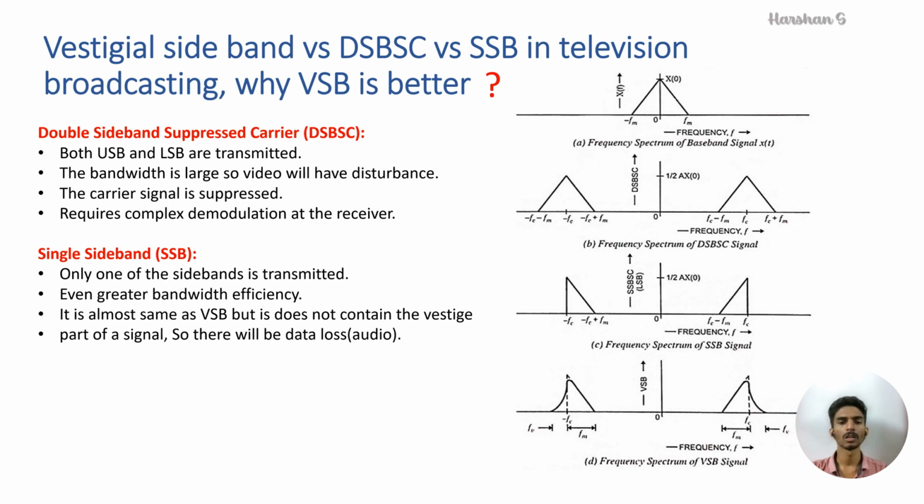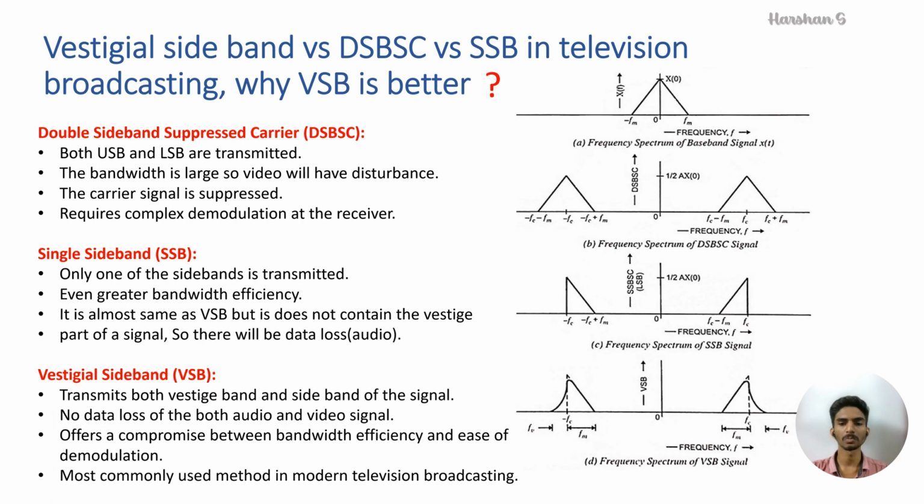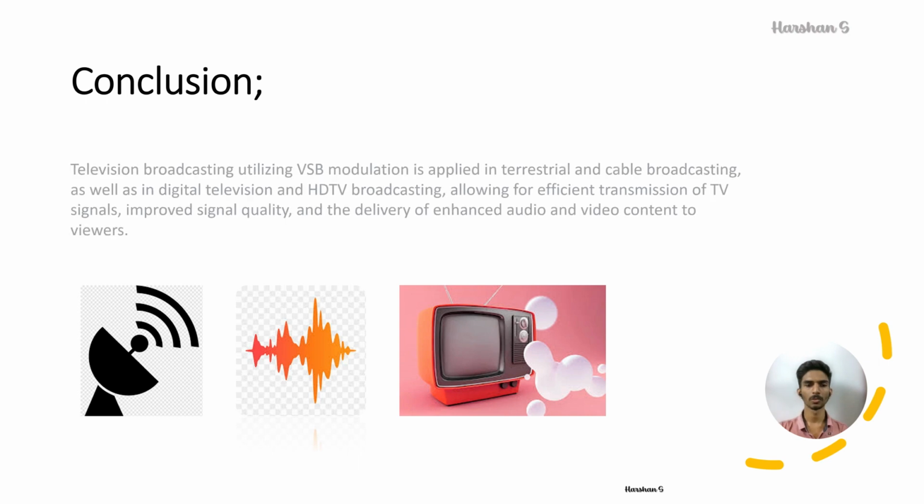And we are going to VSB finally. It transmits both the vestige part of the sideband and the original sideband. And no data loss will be there, in both audio and video signals. It offers good efficiency because of the smaller bandwidth, and it is the most commonly used method in modern television broadcasting. Let us conclude our video.